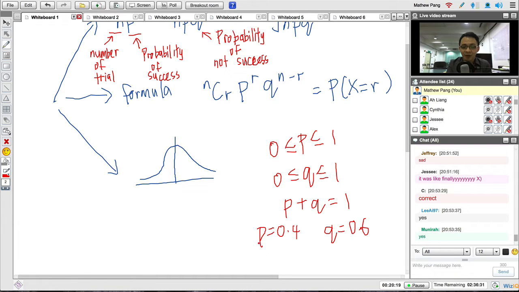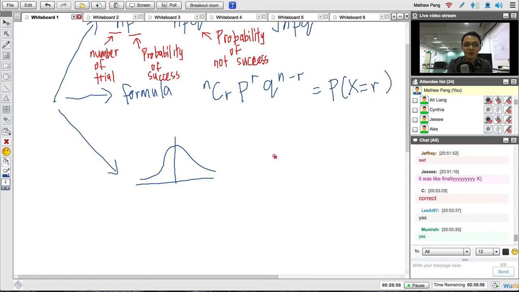If one day in the SPM you suddenly get P equal to 1.3, you know this is wrong, because P and Q must fall between 0 and 1. Or if you suddenly get Q equal to negative 0.2, you know this is wrong. And P plus Q equals 1. Remember these three things. I won't say it's very important, but you need the basics before I move on.